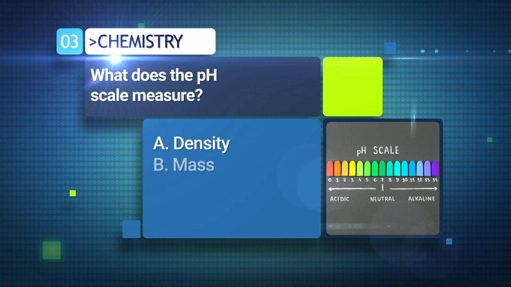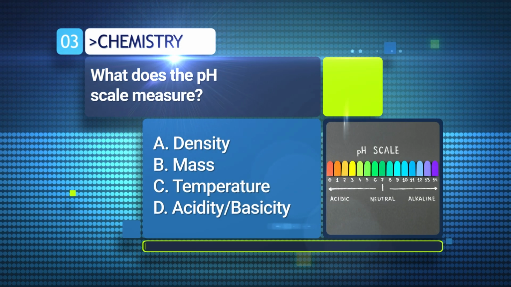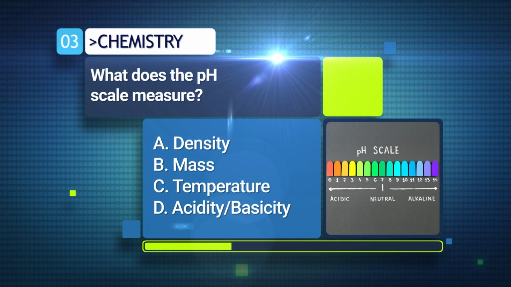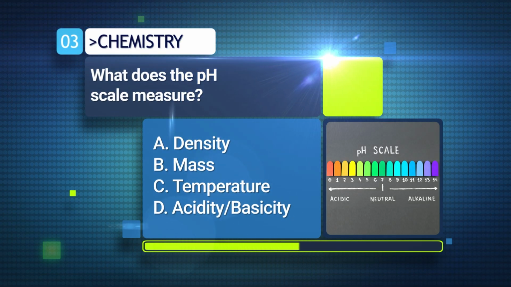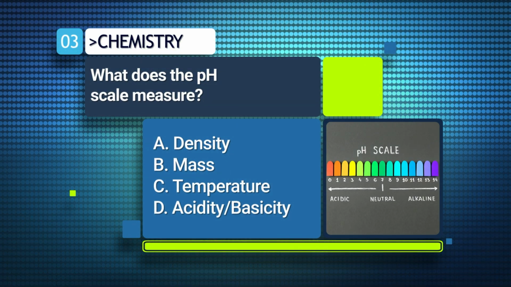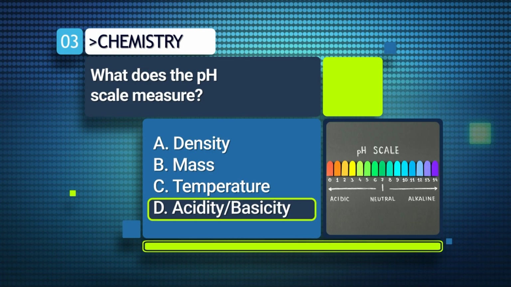Number 3. What does pH scale measure? A. Density. B. Mass. C. Temperature. D. Acidity or basicity. The answer is D. Acidity or basicity.